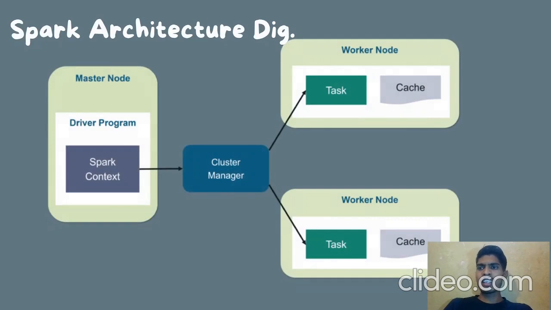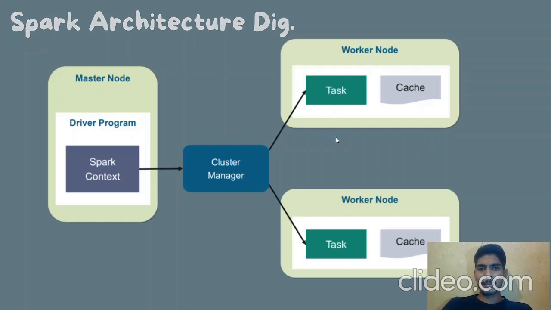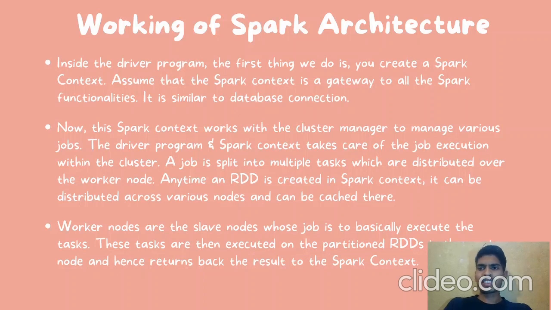Now the architecture diagram. Here the master node is the driver program, which contains a Spark context which interacts with the cluster manager, and the cluster manager deals with the different worker nodes. Hence it is a master-slave architecture. Now the working of Spark architecture.